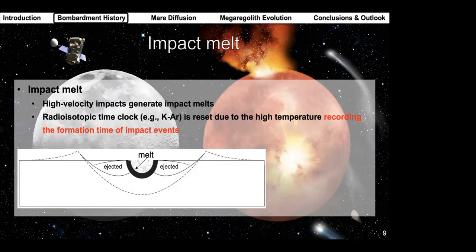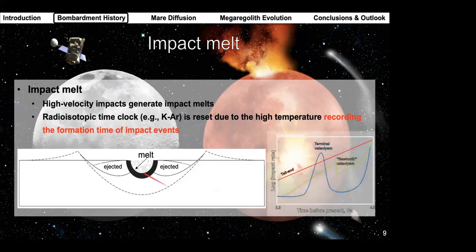To say this in a simple way, by estimating the age of impact melt, we can estimate the formation time of impact cratering events. So if we have the distribution of differently aged impact melt, we can put these distributions into the plots on the right to constrain the bombardment history during the early period.